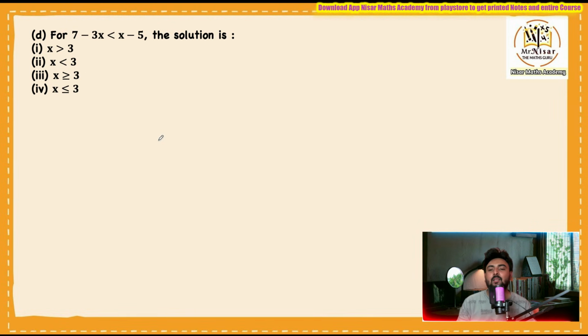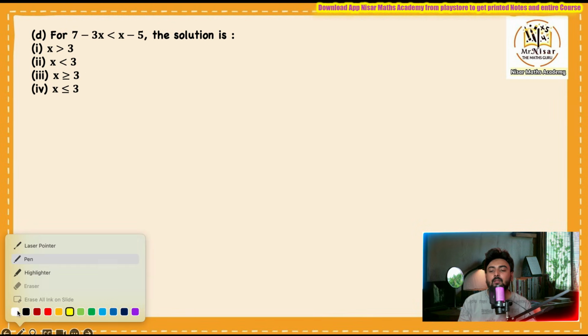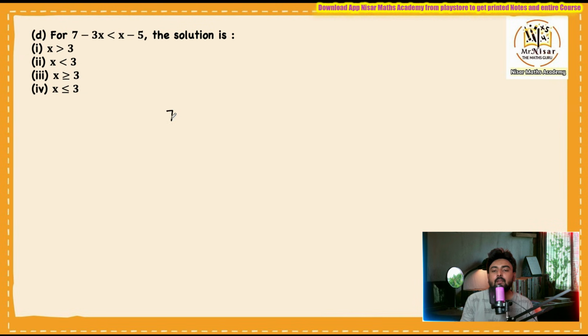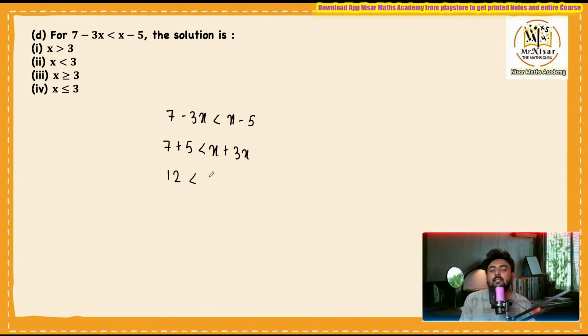Let's move ahead. The next question we have is 7 minus 3x is less than x minus 5. What will happen, children? Transfer variables to one side and numbers to one side. Minus 5 will go to this side and becomes plus 5, and x minus 3 will go to this side and becomes plus 3. Whenever there is such a transfer, rule number 1 and rule number 2, there will be no change in the inequality sign. So 7 plus 5 is 12, less than 3x plus 1x, which is 4x.